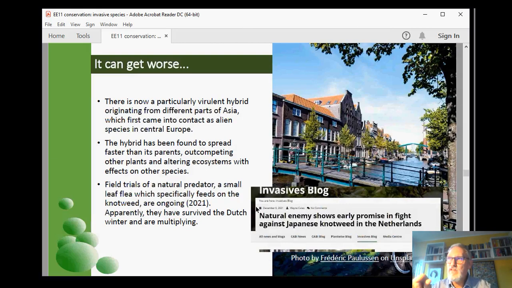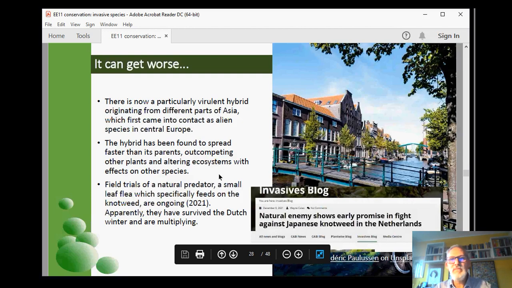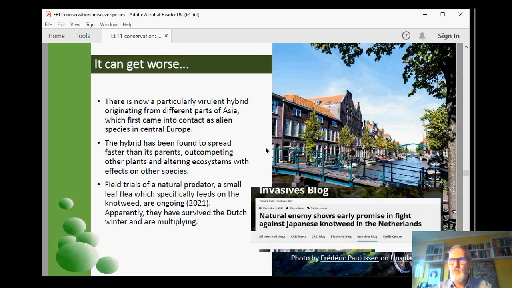So there is a water flea, which is a type of arthropod which lives in fresh water, and this water flea in the normal habitat of this plant keeps the plant under control by feeding on the shoots and the roots. And so the Dutch scientists have been looking very carefully at this. The key to it was whether it would be able to survive the Dutch winter. So this is something that's ongoing. If you're interested, there is a blog called the Invasives blog, which has some rather weird stuff on there.